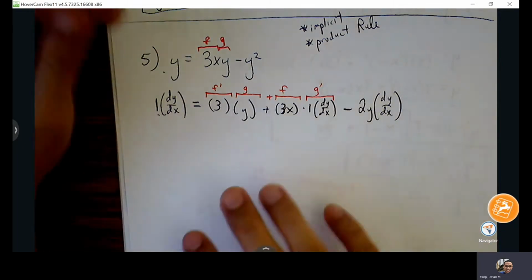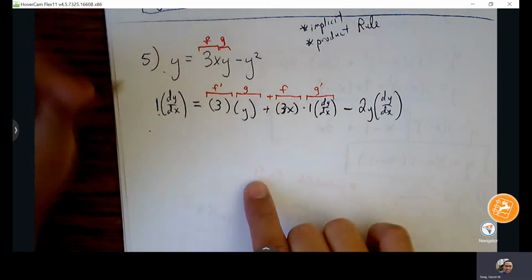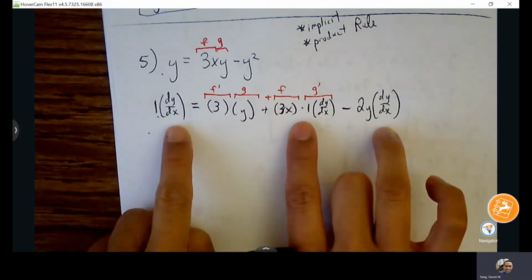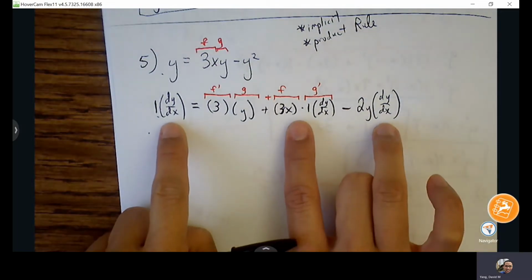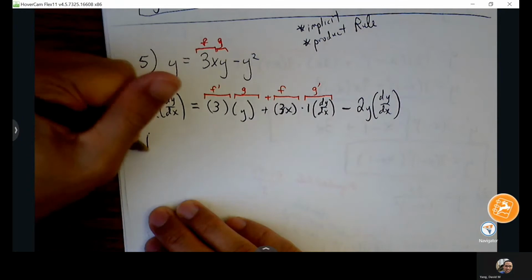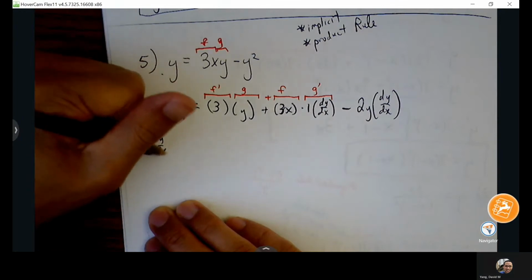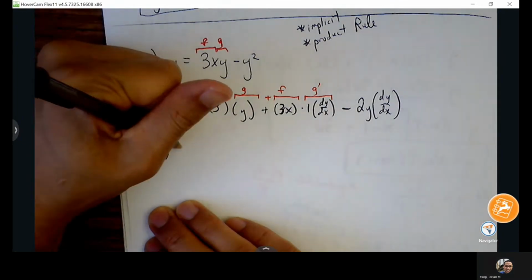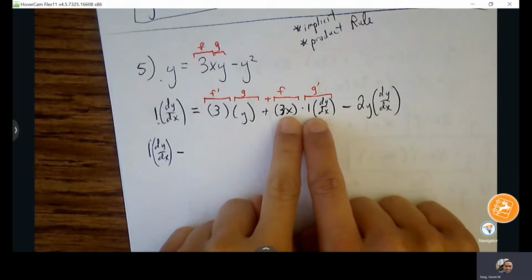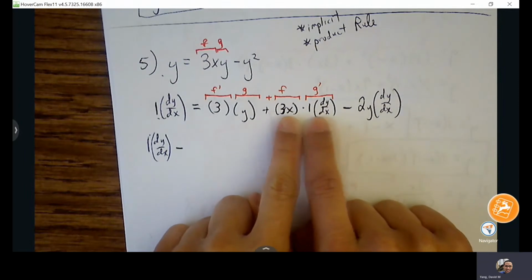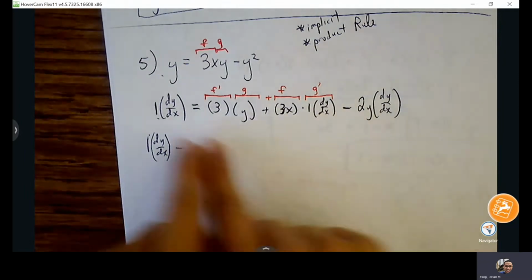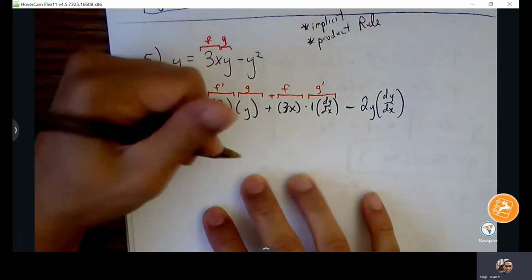All right, so now clean up. I'm going to start moving my dy dx terms together on the same side. This is really 3x dy dx, right? This is only one term I can kind of merge together. I'm going to also move it to the left side.